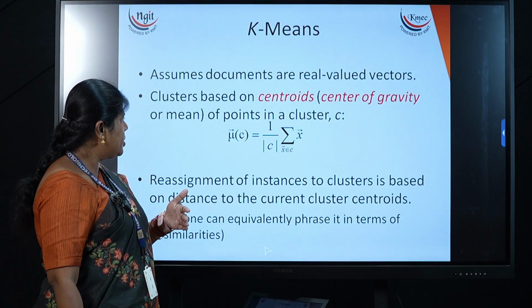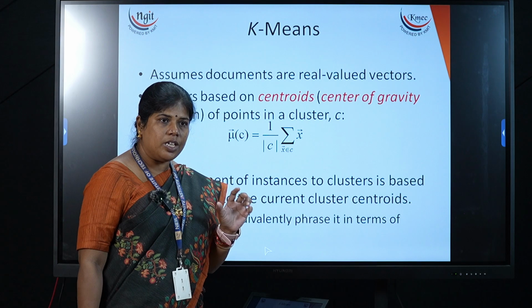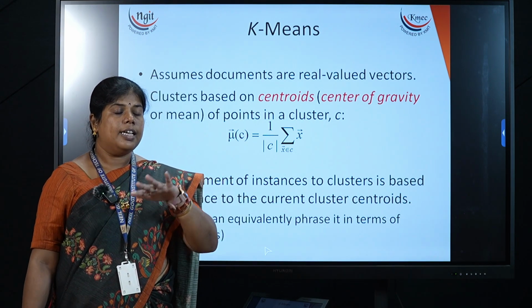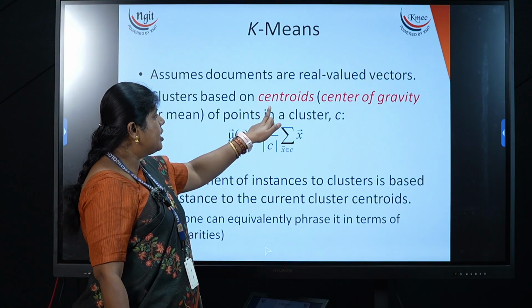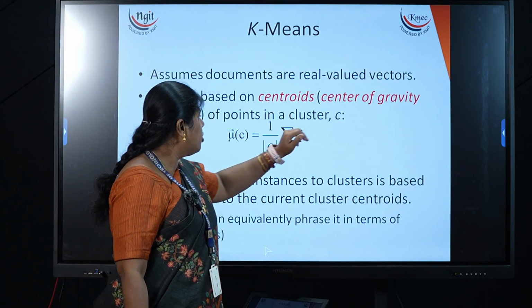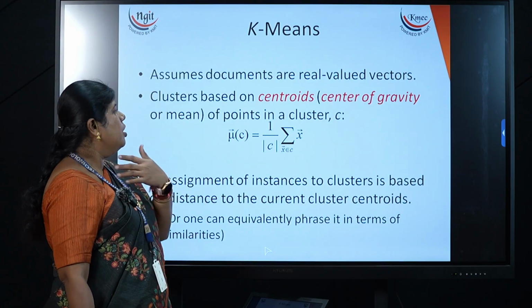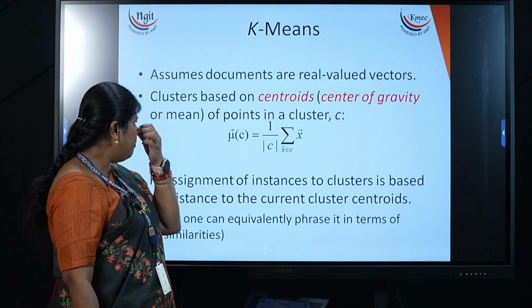Now how do we proceed in the k-means clustering algorithm? The k-means clustering is based on a seed. That seed is called the centroid of the cluster. Another name for that centroid is center of gravity or mean. Here we are assuming each document is represented by a vector.